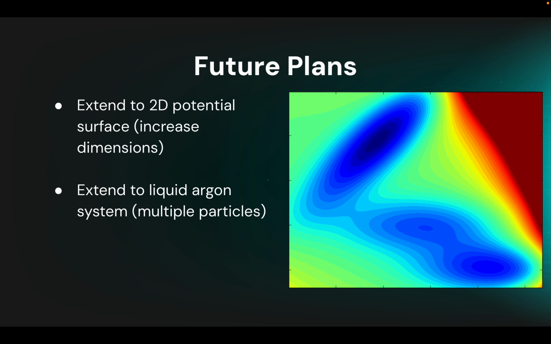So in the future, we hope to extend to a two-dimensional potential energy surface. So we want to increase the dimensions of our problem a little bit. And specifically, we want to apply to the Mueller-Brown potential landscape, which is a common potential energy landscape with multiple energy wells in two dimensions. So first, we want to increase the dimensions. And next, we hope to increase the number of particles in our system. So to make the system a little bit more complex, we would extend to a liquid argon system with, again, multiple particles.